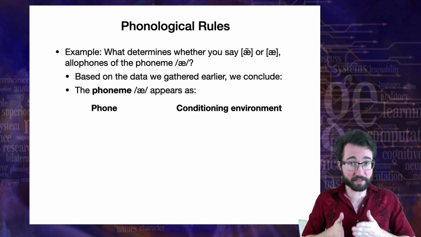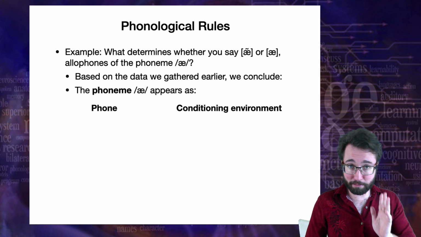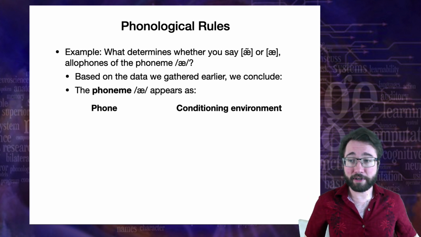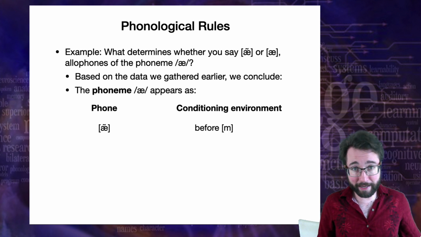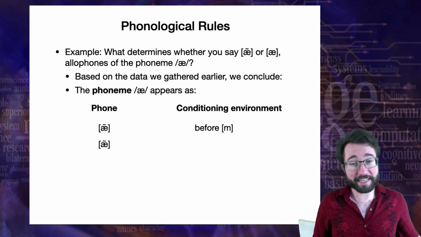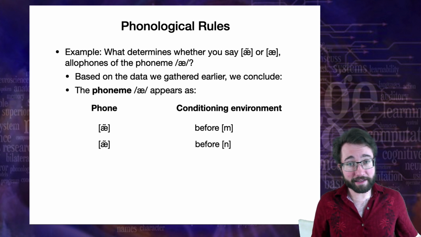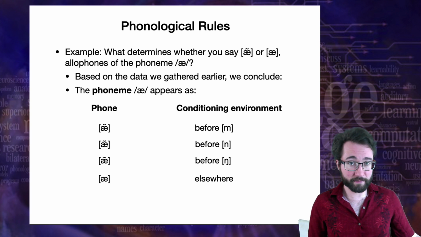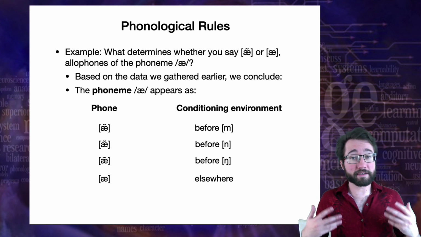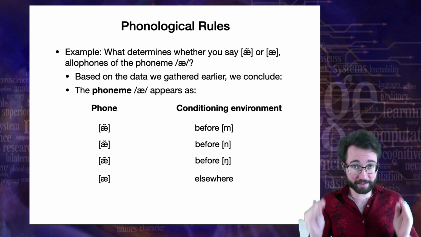So it appears as a certain different phone depending on a conditioning environment. That's complementary distribution. It appears as the sound nasalized a when it appears before an m, as in a word like ram or lamb. It appears as a nasalized a when it appears before the sound n, the alveolar nasal, as in ran. It appears as the sound nasalized a when it appears before an eng, as in the word rang. And it appears as an unnasalized vowel a elsewhere, everywhere else. So we can summarize the distribution of the allophones using a table like this.